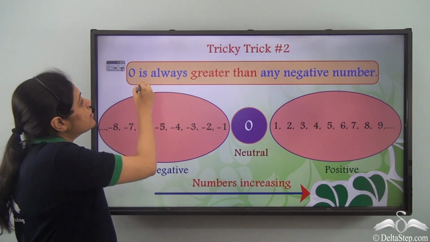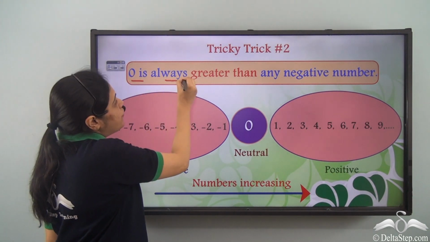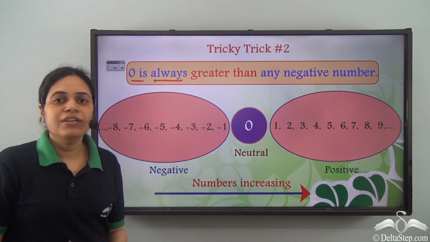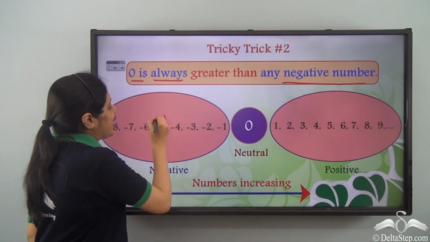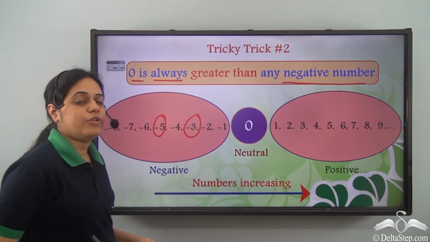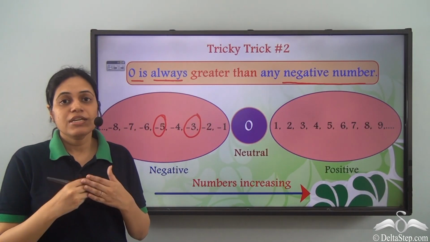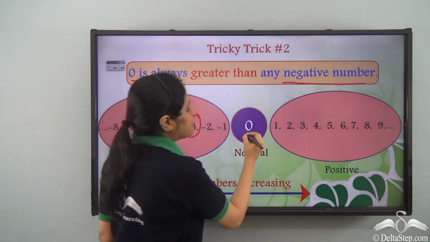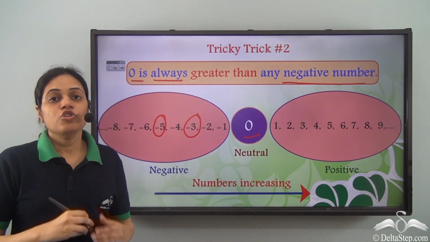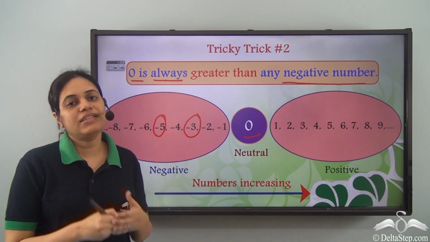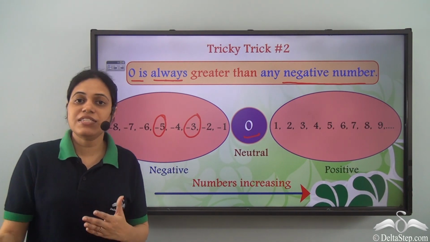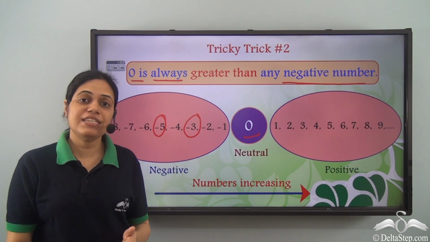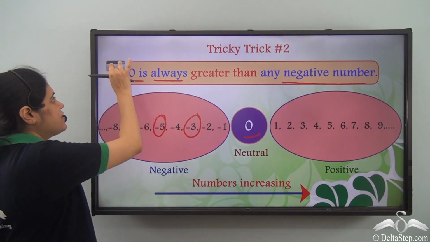Second, 0 is always greater than any negative number. You take any negative number, no matter what it is, 0 is towards the right of that number, so it is greater than any negative number.